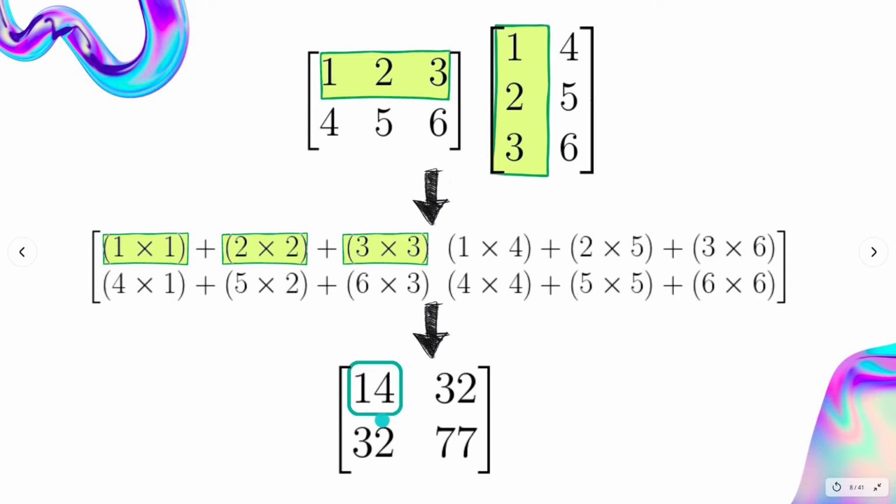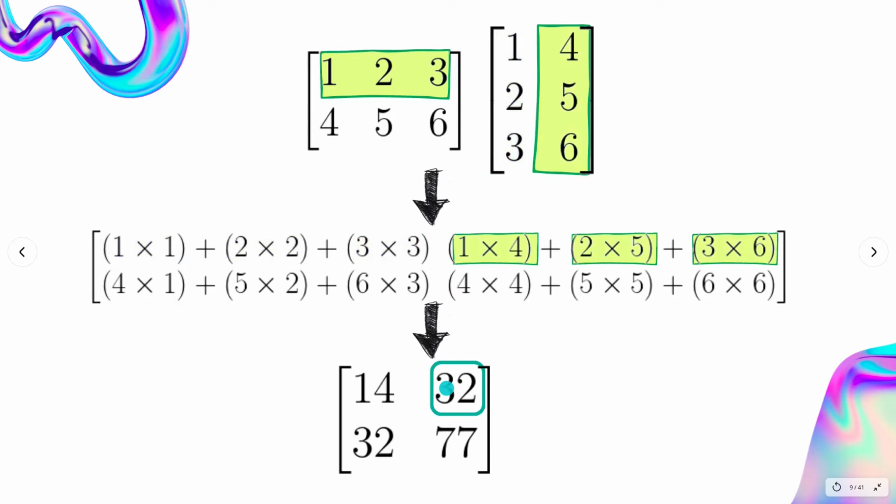The first step is to obtain the 1 1 index of the resultant matrix. That is obtained by taking the first row of matrix A with the first column of matrix B. So what do we do with that? Basically we take element wise product and then sum them up. So essentially we take 1 times 1, 2 times 2, 3 times 3 and add them up, and you get the first element. And you can apply the same logic to the second element as well.